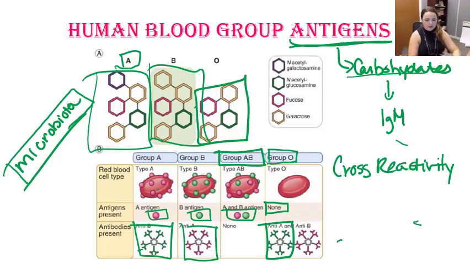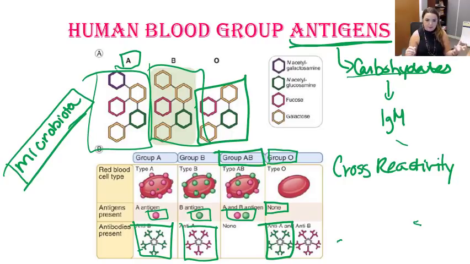So think of it this way, and I really like this table because I think it displays it nicely. If you're group O, you are intolerant to A and B. If you're A and B, you're tolerant to everything. If you're B, you're intolerant to A, and if you're A, you're intolerant to B.